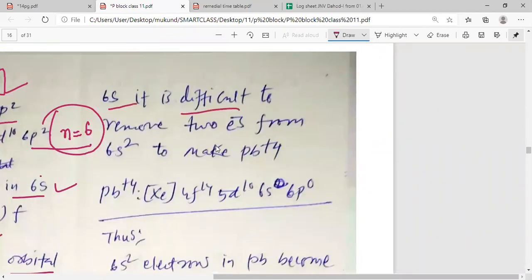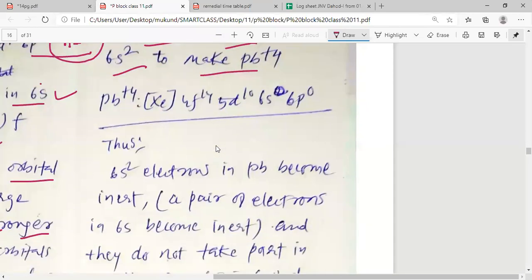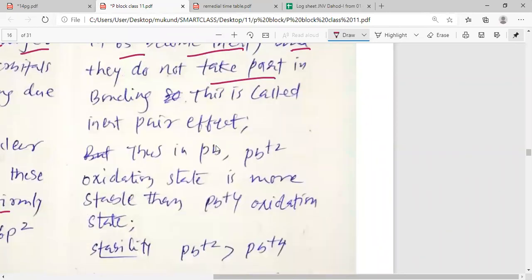removal of the 6s electrons is difficult, and to make Pb plus 4, my dear students, we need to remove the electrons from 6s also. The 6s2 electrons in Pb become inert. A pair of electrons in 6s becomes inert and does not take part in bonding. This is called the inert pair effect.